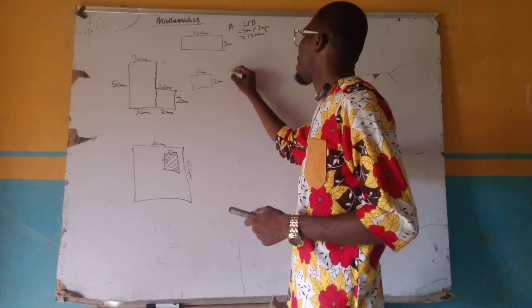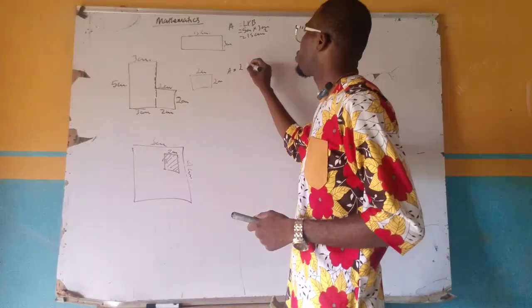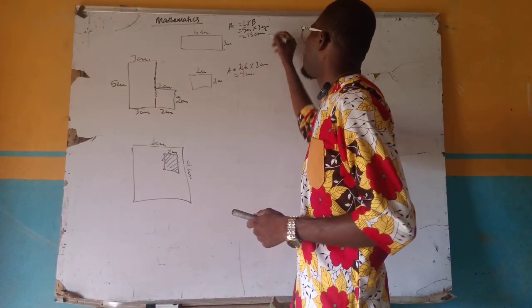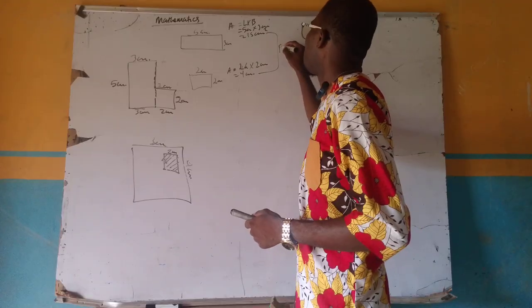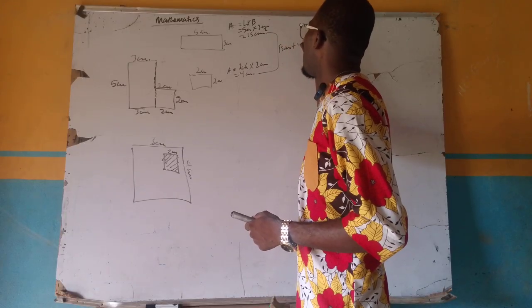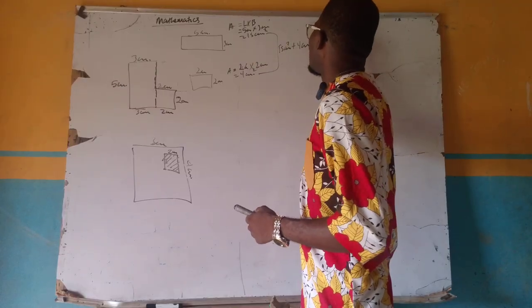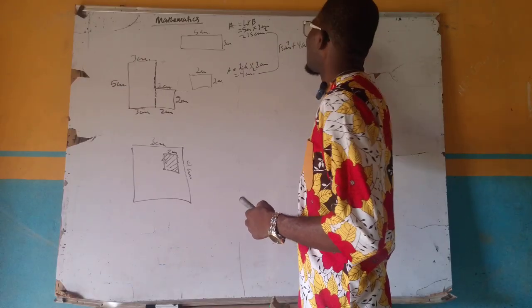Then for this one, we have area is equals to 2 centimeter times 2 centimeter. That will give us 4 centimeter square. So remember, we are supposed to add the two of them. 15 centimeter square plus 4 centimeter square, we are going to have 19 centimeter square. So that's the area.